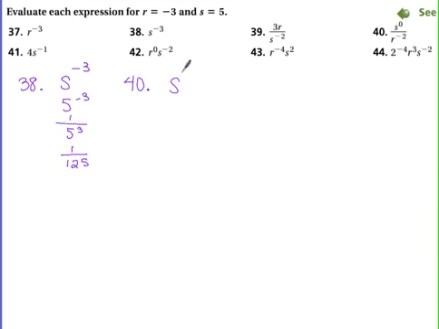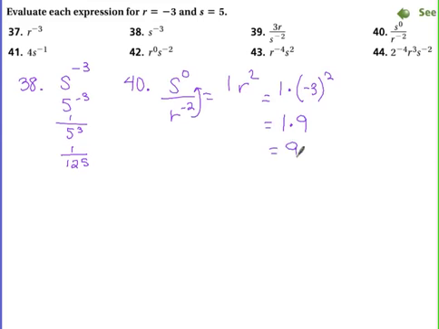40, s to the 0 over r to the -2. Well, s to the 0 is 1. This r to the -2 will travel up top. Nothing's left on the bottom. We're going to replace r with -3. So we have 1 times -3 squared. 1 times 9 is 9. Remember, a negative times a negative, because that's inside parentheses, will be a positive.